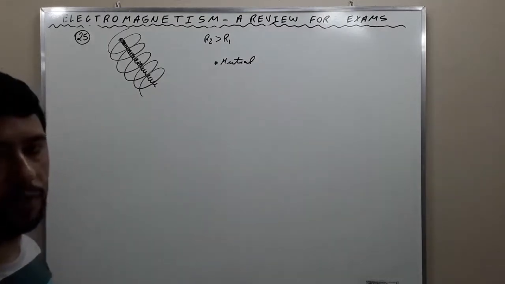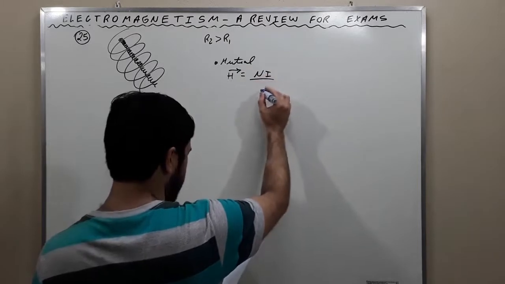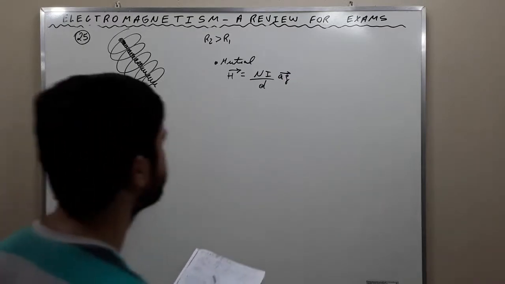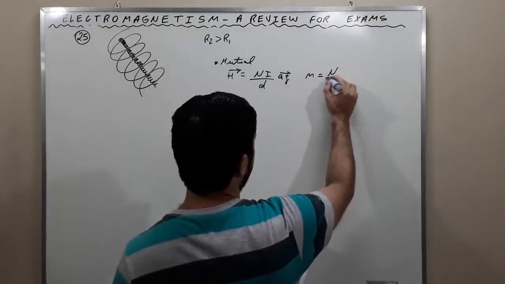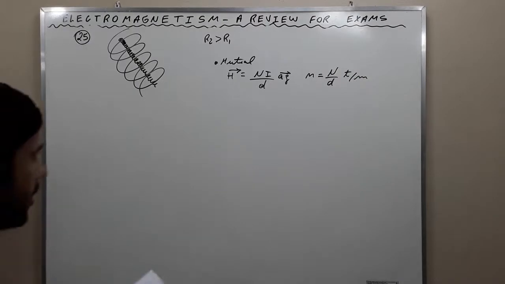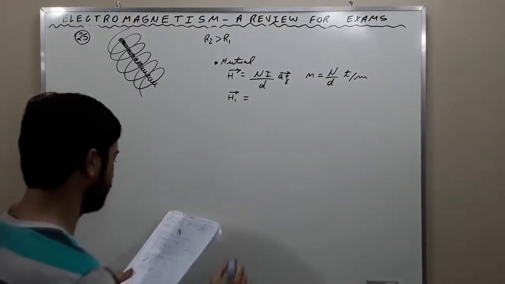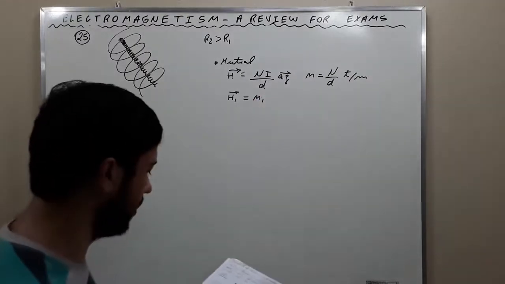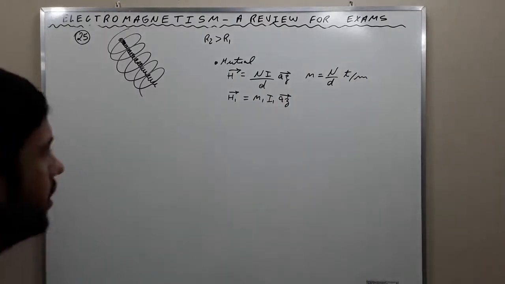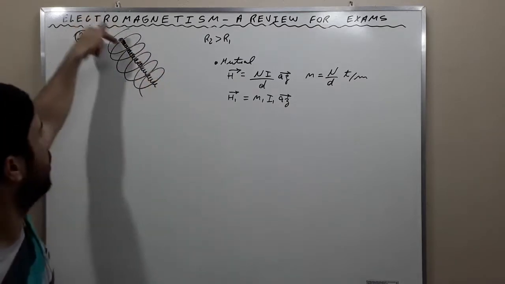For a solenoid, the magnetic field is N I over D in the Z direction. And if n is equal to N over D, which is turns per meter, you're going to use that for conductor one, or the solenoid number one. The magnetic field can be written as nu 0 n1 I1 in the AZ direction. Here, the AZ direction is the direction of the axis, very much inside of the solenoids.